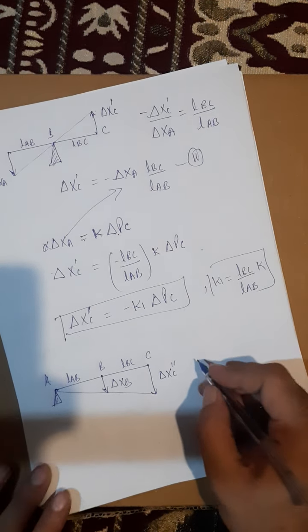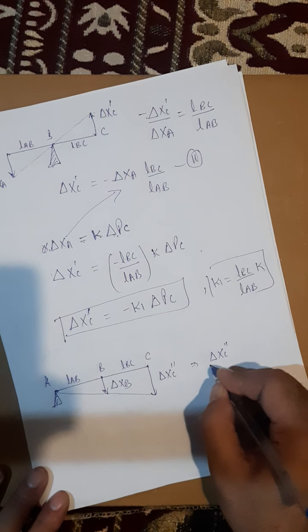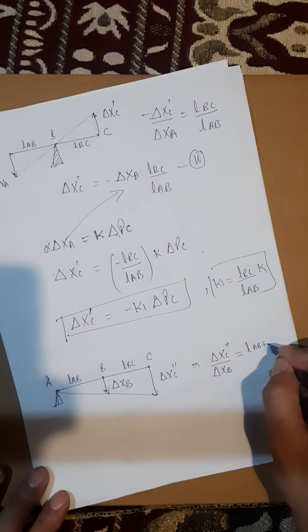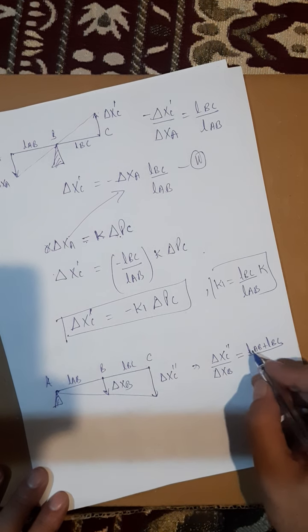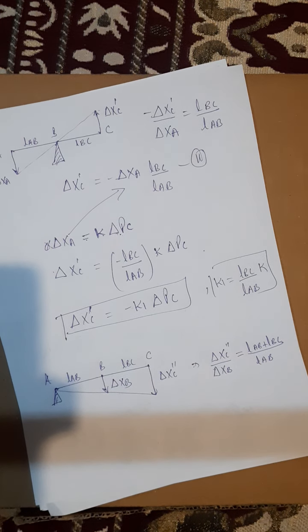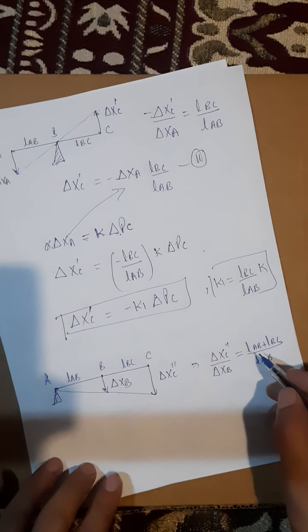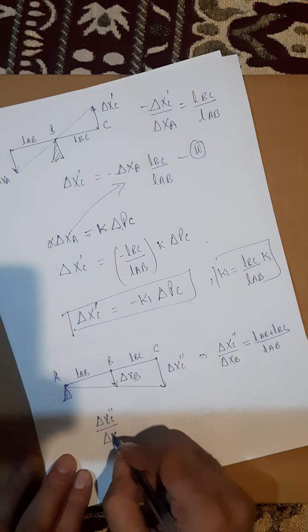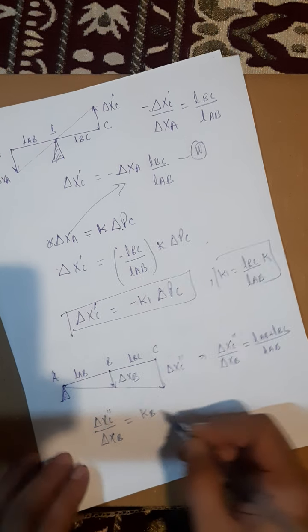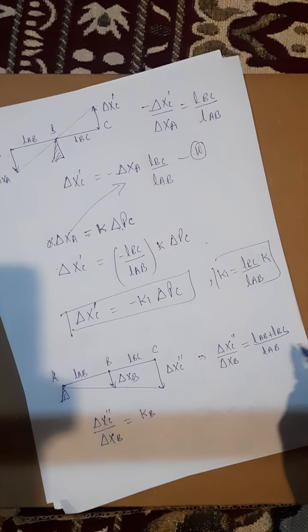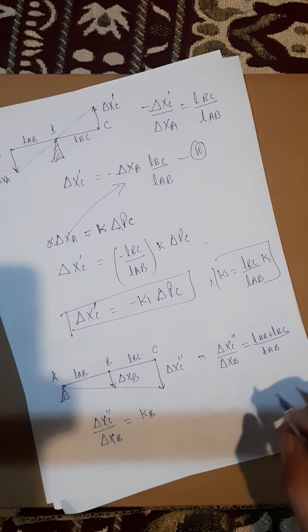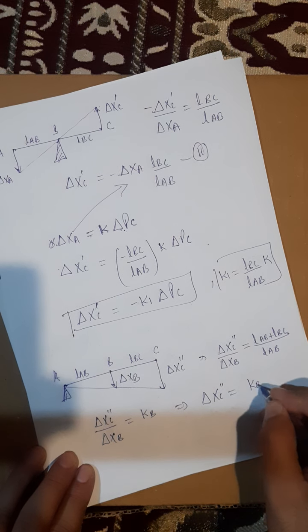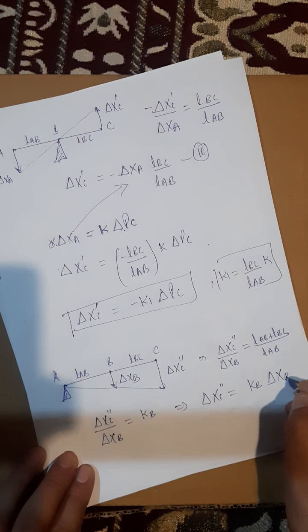Again, using the concept of similar triangles, you will get delta XC double dash divided by delta XB is equal to LAB plus LBC divided by LAB. These lengths are constant, so I can write delta XC double dash divided by delta XB is equal to KB, because the lengths are constants, so the ratio will be constant. So I can write delta XC double dash will be equal to KB into delta XB.